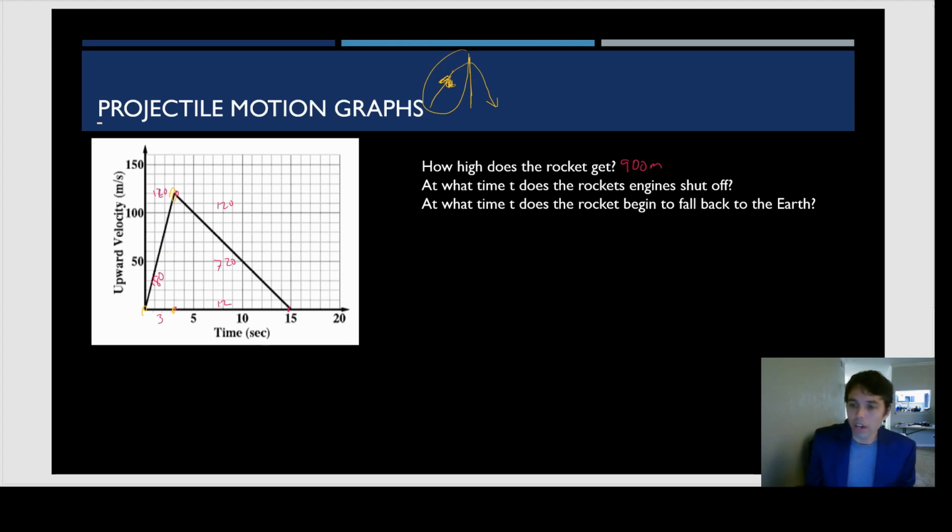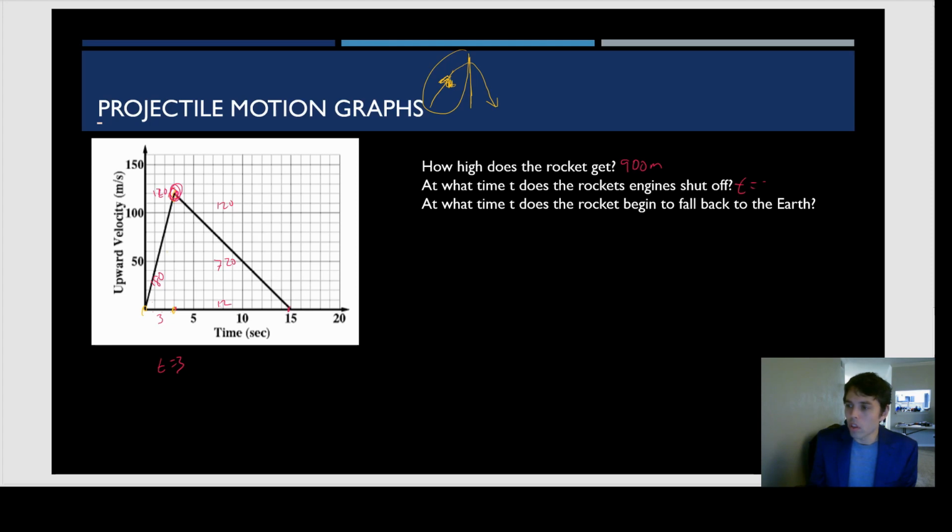All right. So now, what about how high? Or sorry, not how high, we did that one. At what time t does the rocket's engine shut off? Ooh, now this is really just kind of, there's no math to do here. We just got to think about it. It's t equals 0, 1, 2, yeah, 3. All right, it's right here. It's this point right here. It's t equals 3. The answer is t equals 3.